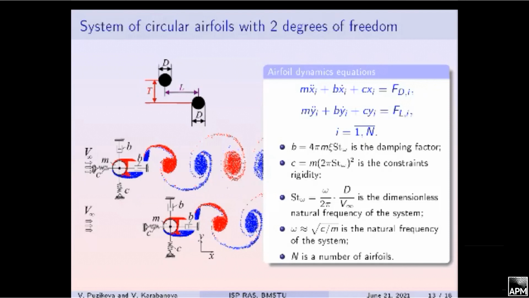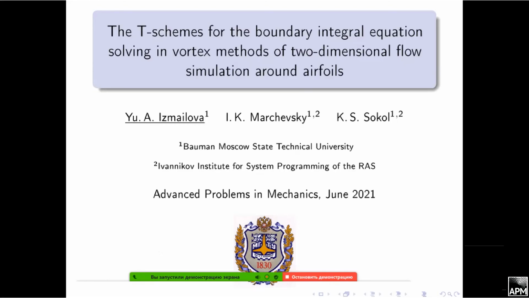The next talk is from Ismailova Yulia. Good afternoon. My name is Yulia, and I'm a student from the Bauman Moscow State Technical University. Today I would like to present my report on the topic: T-schemes for boundary integral equation solving in vortex methods of two-dimensional flow simulation around airfoils.